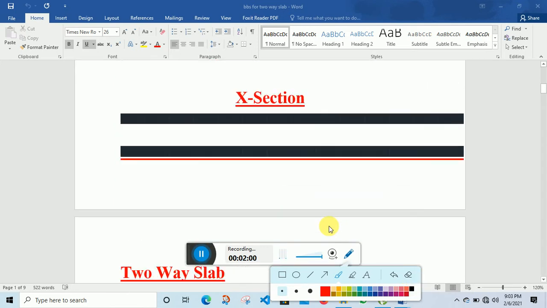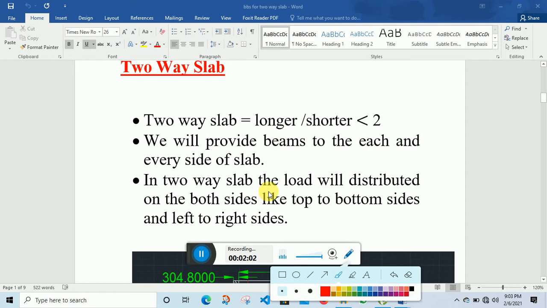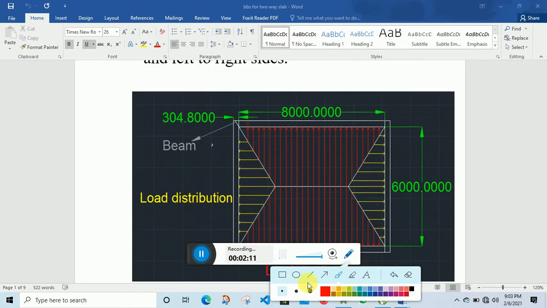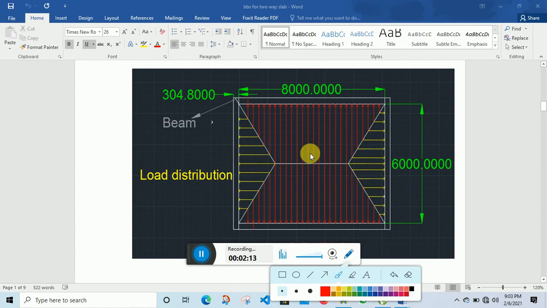Okay, now look here, in a two-way slab the loads will be distributed on both sides, like top to bottom and left to right. So now look here, we have a two-way slab, the load will be distributed in this way, this way, this way, and also this way. So on all four sides the load will be distributed in the two-way slab system. Okay, so this is the pattern of load distribution in the two-way slab system.